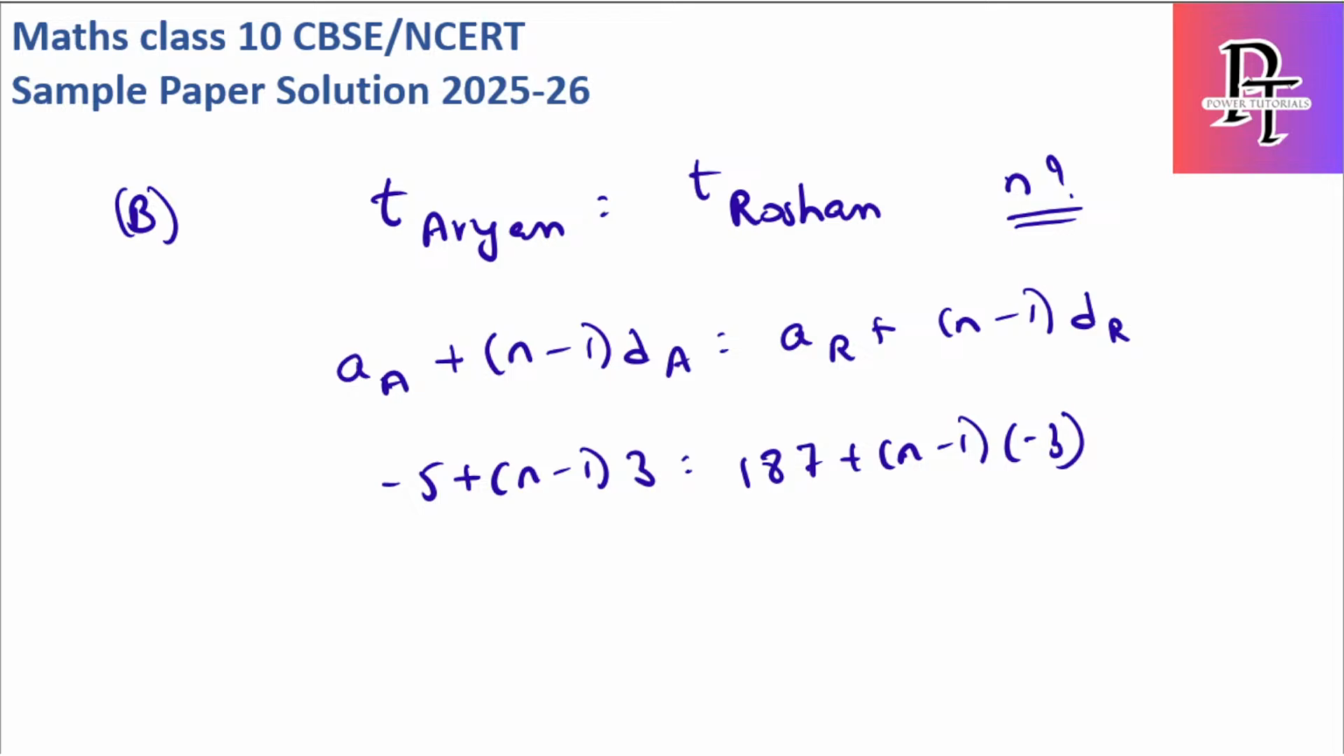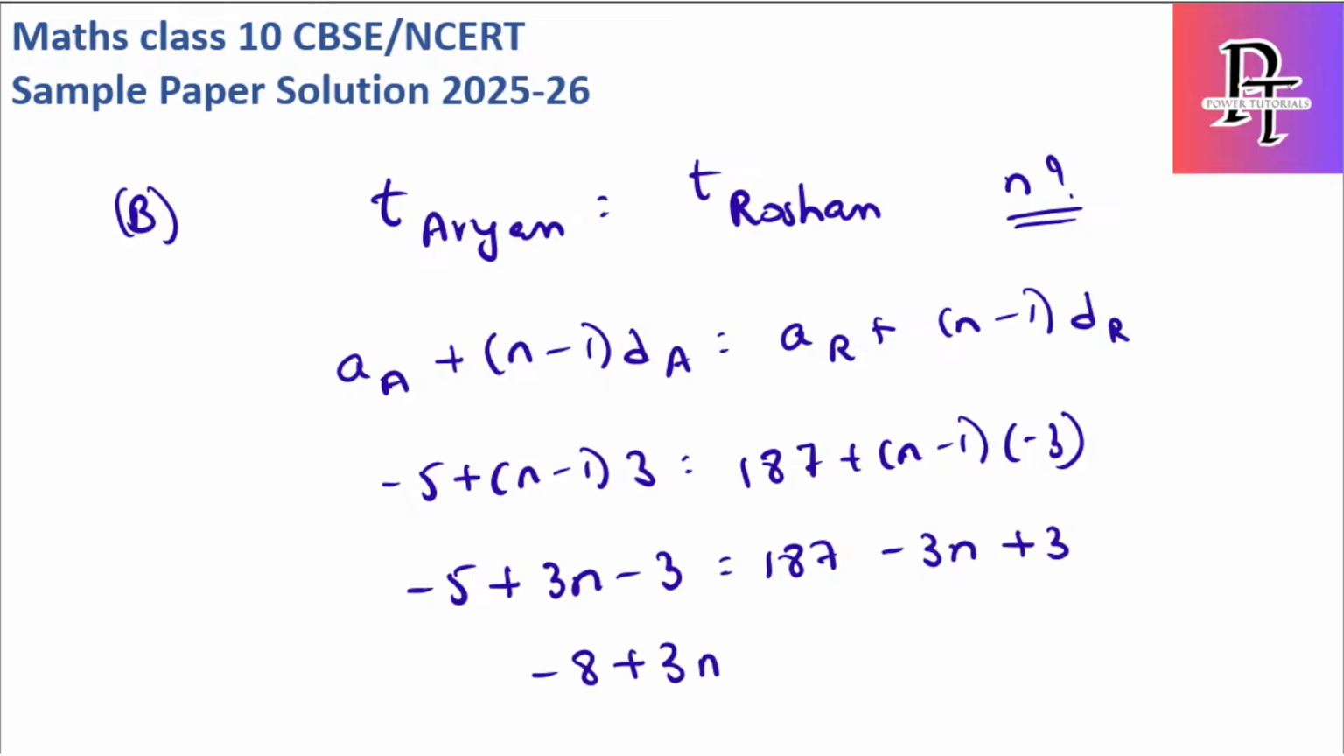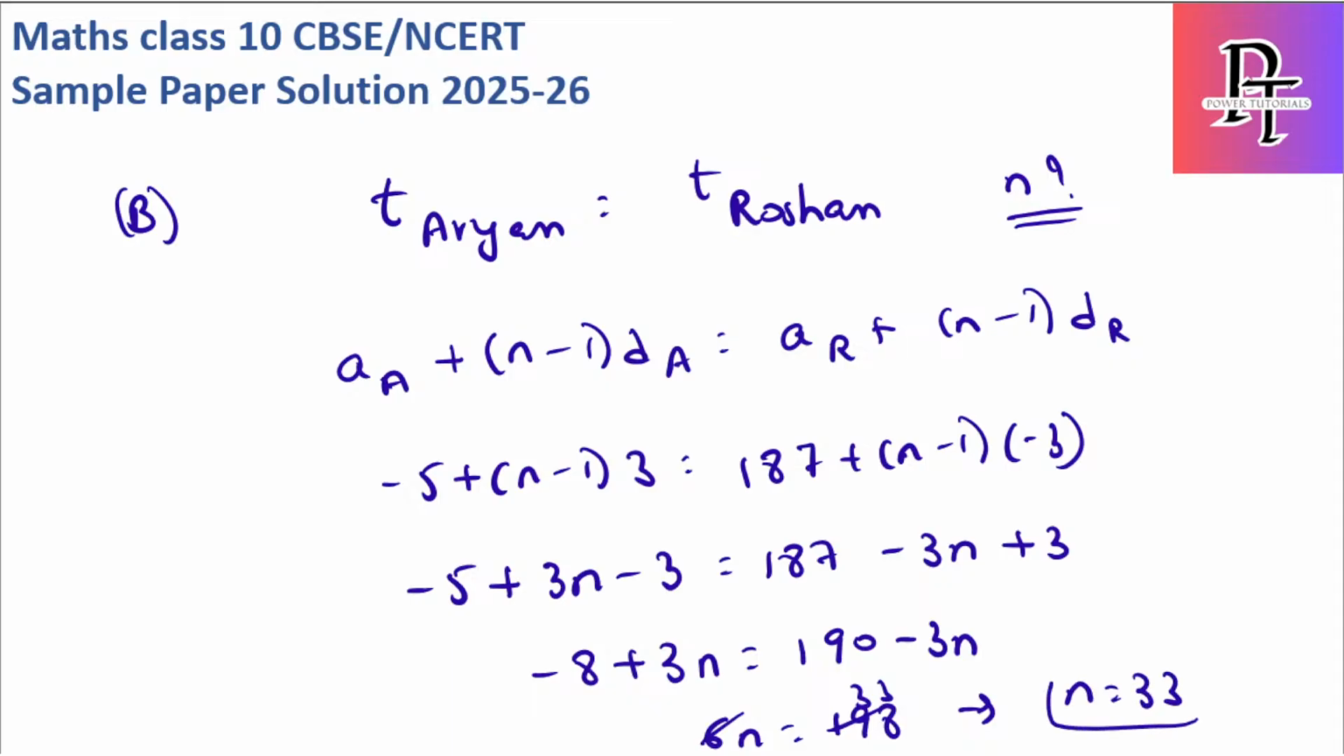Okay, so let's solve this and get the n value. Minus 5 plus 3n minus 3 is equal to 187 minus 3n plus 3. Okay, minus 5 minus 3 is minus 8. Minus 8 plus 3n is equal to 190 minus 3n. So let's move n terms to one side and numbers to the other side. I will get 3n plus 3n, which will be 6n, is equal to 198. So 6 3s are 18, again 6 3s are 18. So I got the n value as 33. So the 33rd term of both Aryan and Roshan will be the same.